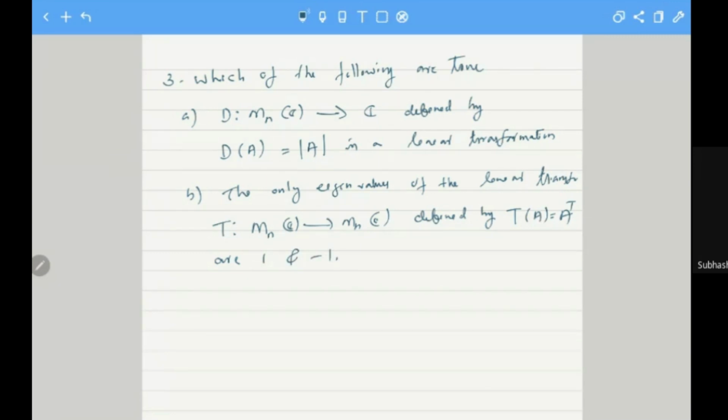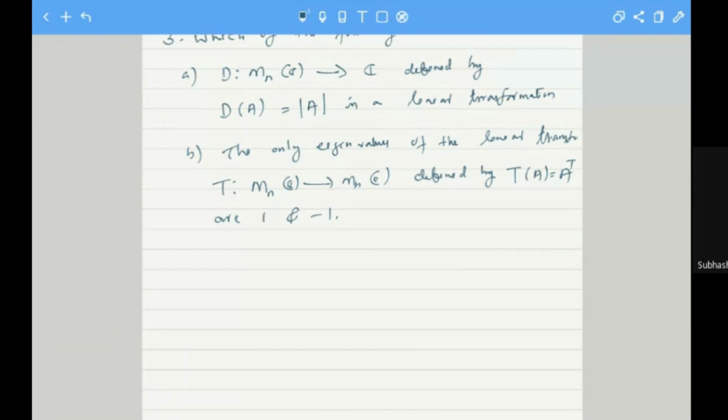It has only two options. So which of the following are true? The first one is D is a linear transformation. They're claiming D is a linear map which sends Mn(C) to C, defined by the D of a matrix being the determinant of that matrix. Then whether D is a linear transformation or not. The next one is the only eigenvalues of the linear transformation T from Mn(C) to Mn(C) defined by T of A equal to A transpose are 1 and -1. I think the question is clear to all of you.